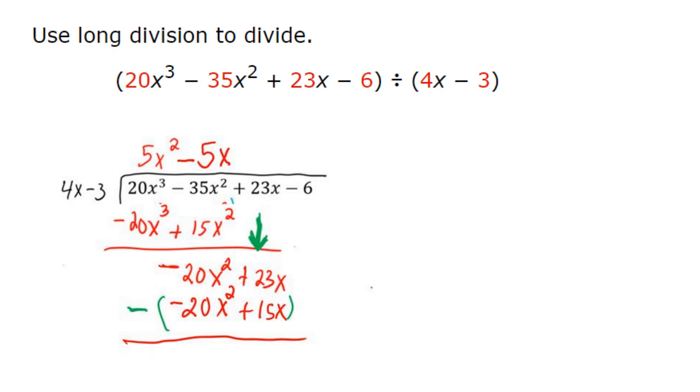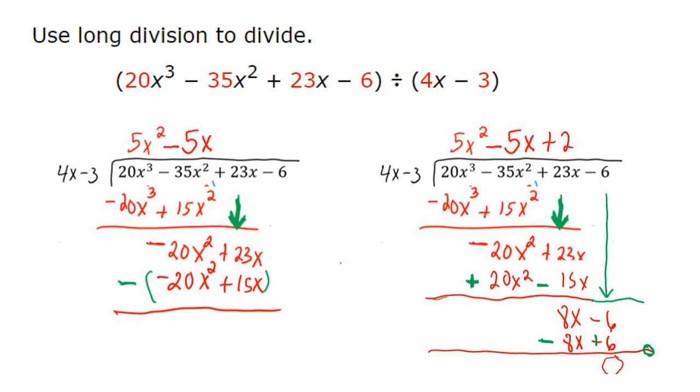Then I subtract. Again, I am dealing with a polynomial, so I have to distribute that sign. And it's going to give me positive 20x squared minus 15x. So then I add. Minus 20x squared plus 20x squared is 0, which is what I wanted. And then 20x minus 15x is 8x. And then I bring down my next term, my last term, minus 6. Then I repeat the process one more time.